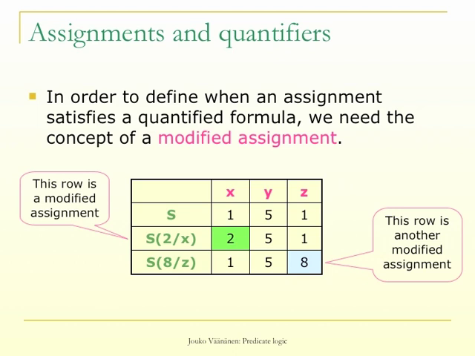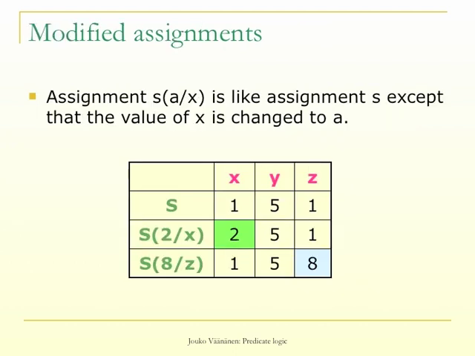On the third row there's a different modified assignment. In this case s has been modified at z to 8. It is denoted as s[8/z]. So this modified assignment gets at x value 1, which is the old value of s. At y it gets value 5, which is again the old value. And at z it gets the modified value, which is 8. Thus the assignment s[a/x] is like assignment s, except that the value of x is changed to a.